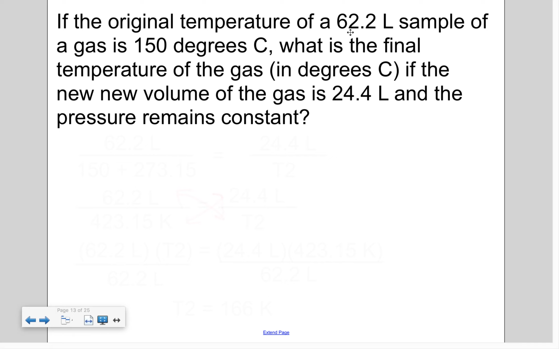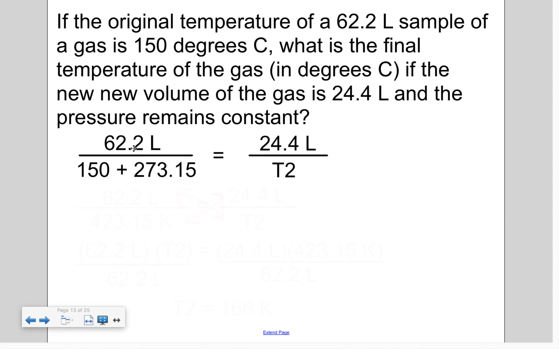Second sample problem for Charles' law. If the original temperature of a 62.2 liter sample is 150 degrees Celsius, what's the final temperature in degrees Celsius if the new volume of gas is 24.4 liters, provided pressure remains constant? So I'm going to set this up like this.